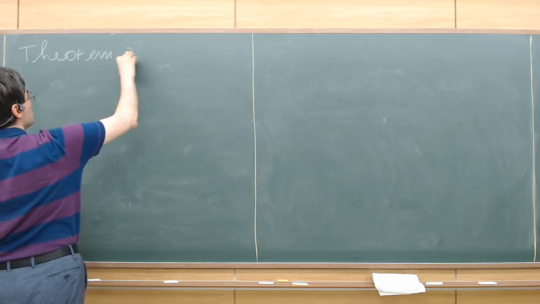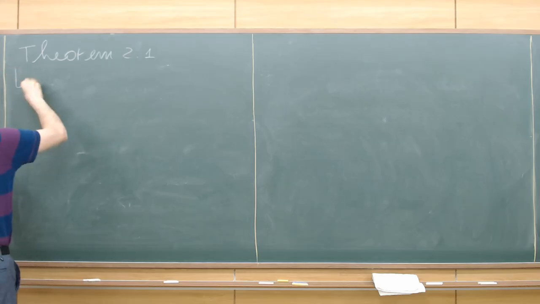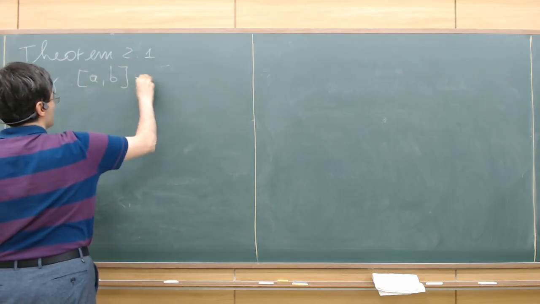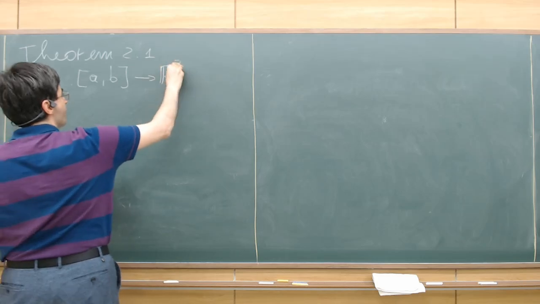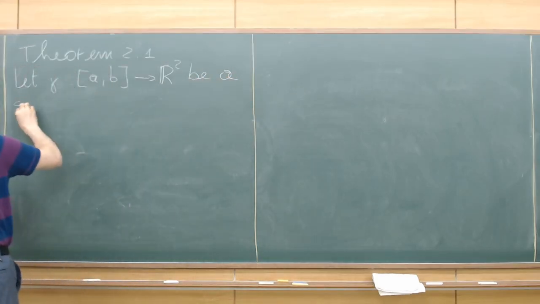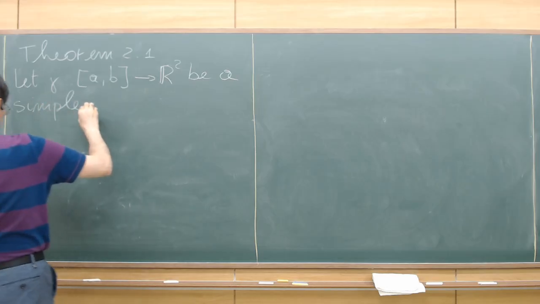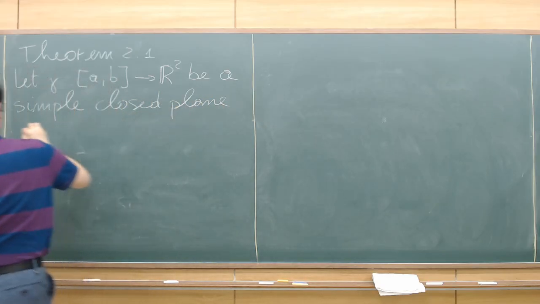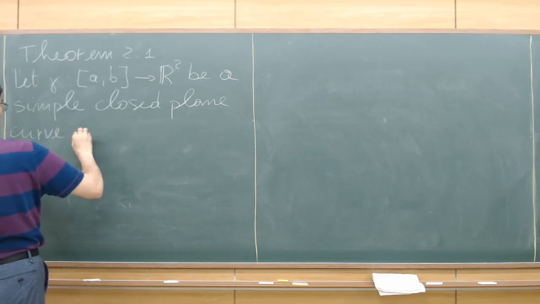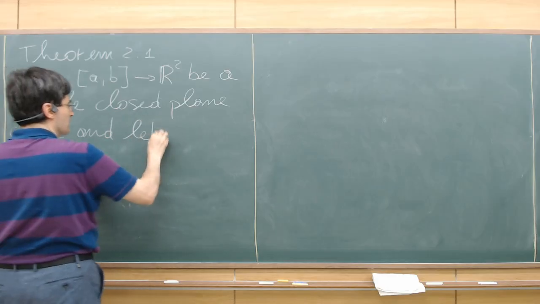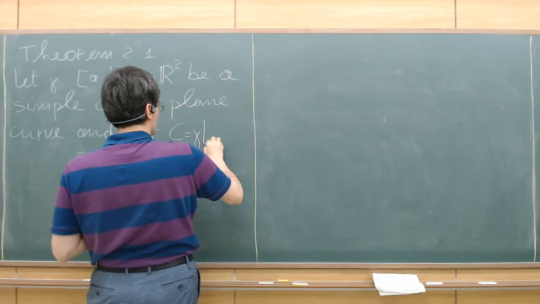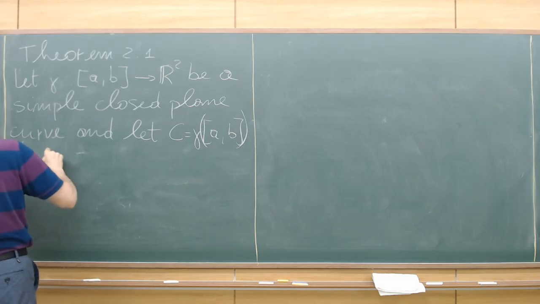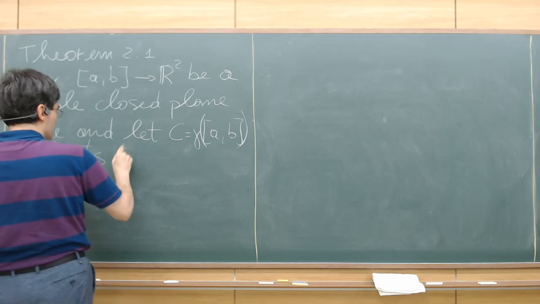Theorem 2.1. So let gamma defined on [A, B] with values in R2 be a simple closed plane curve and let C equal gamma of [A, B] denote its trace.